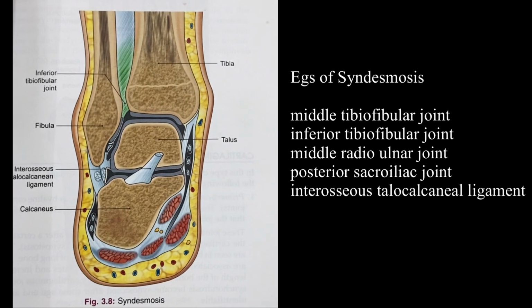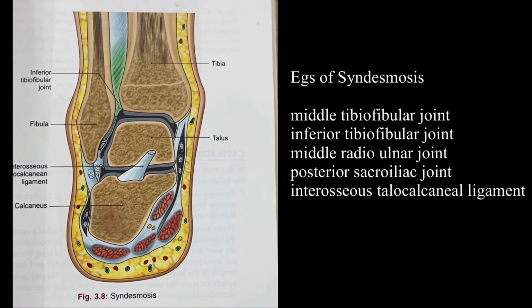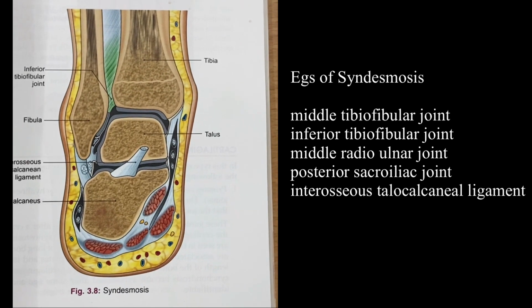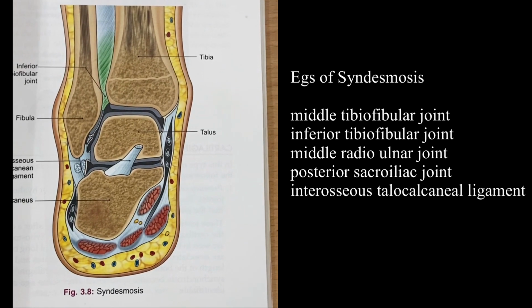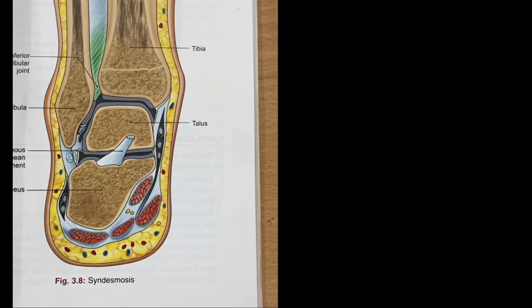Similarly, in the upper limb bones, in the forearm between radius and ulna, there is a presence of an interosseous ligament, and the middle radio-ulnar joint is also an example of syndesmosis.